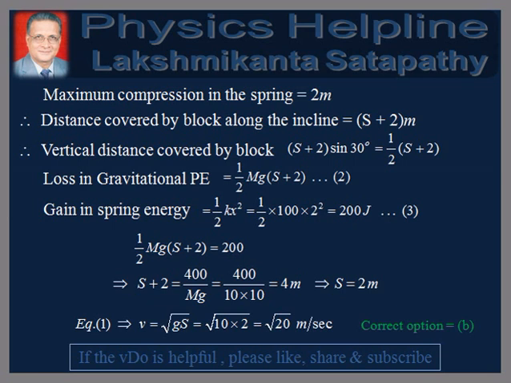From equations 2 and 3, we have half mg into S plus 2 is equal to 200, which implies S plus 2 is equal to 400 divided by mg. Putting the values and simplifying, we get S plus 2 is equal to 4 meters, which gives S is equal to 2 meters.